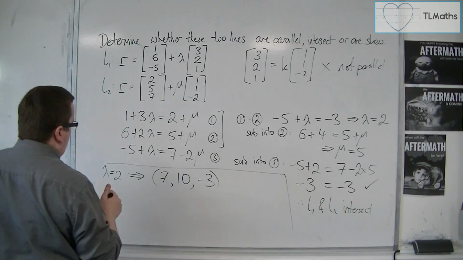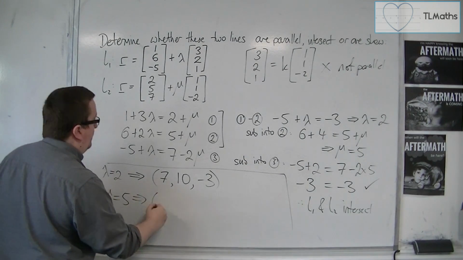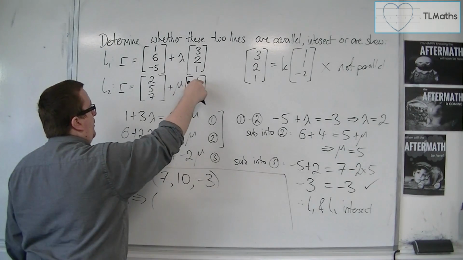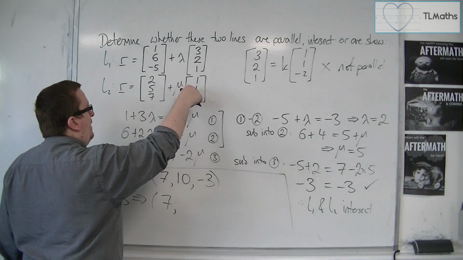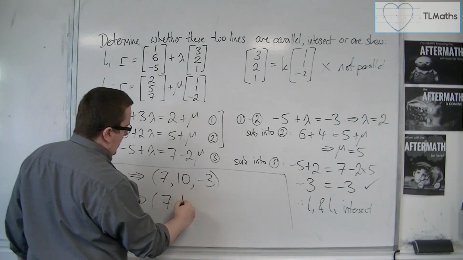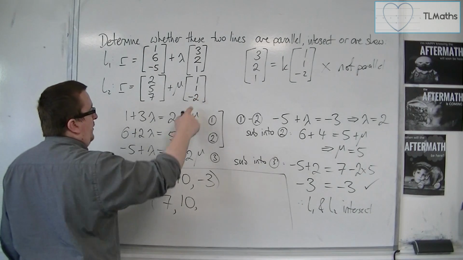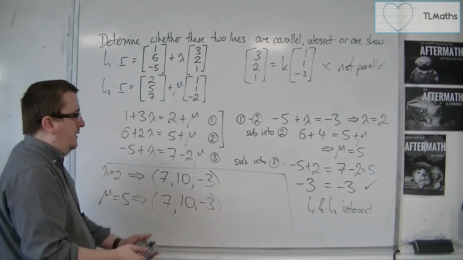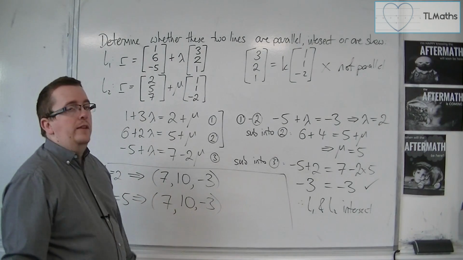And if you substitute μ is 5 into line 2, you get 2 plus 5 lots of 1 is 7. 5 plus 1 lot of 5 is 10. And 7 plus 5 lots of -2 is -3. And so, as you can see, they're both the same. That is where those two lines intersect.